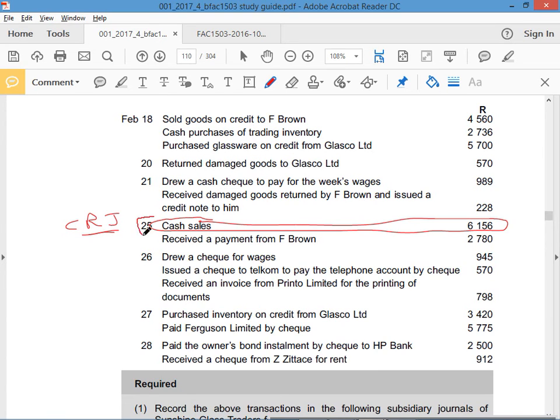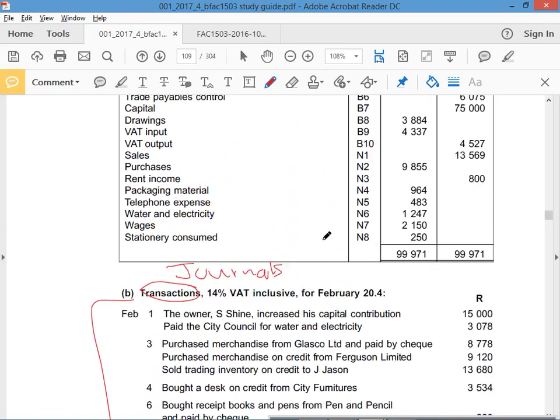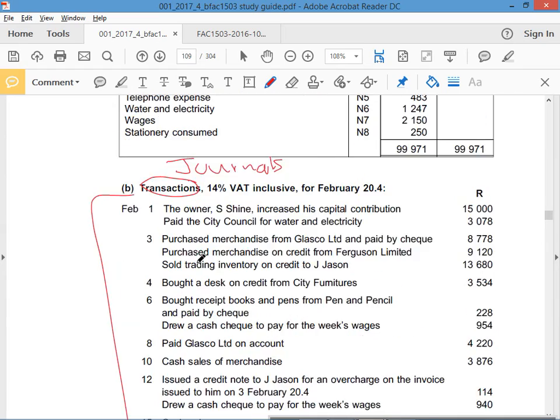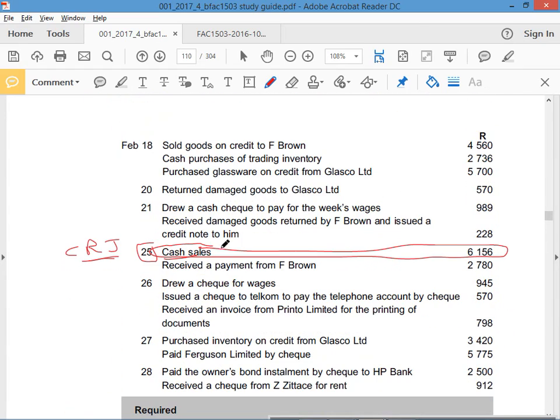So on the 25th, we should have a cash sale, and was this a VAT vendor? Probably. Yes, they are. There's input VAT and output VAT. I can see it in the trial balance. I know they're a VAT vendor. So what would I have done? I would have debited, and credited. Actually, two credits, because this is cash sales. So I would have output VAT, I would have sales, and this was cash sales bank. So it goes to the CRJ.